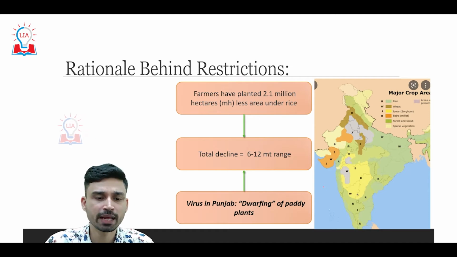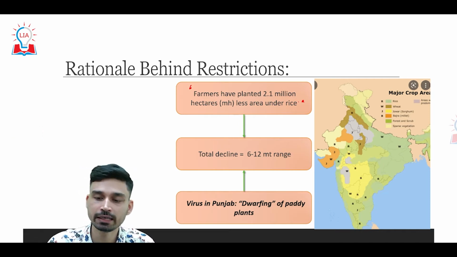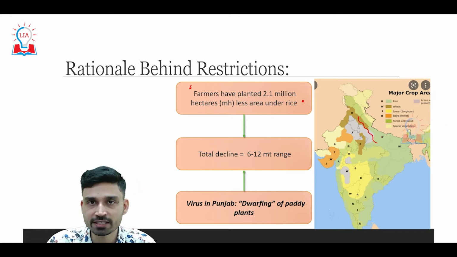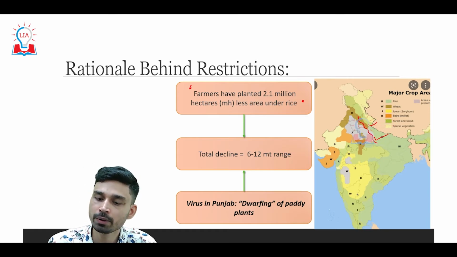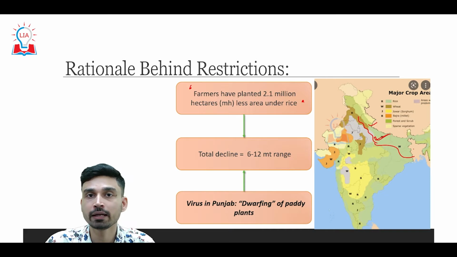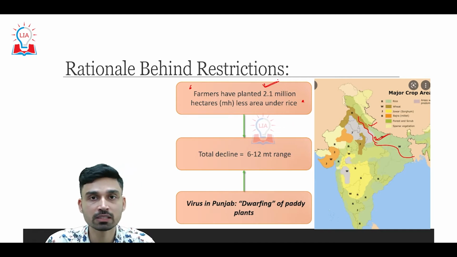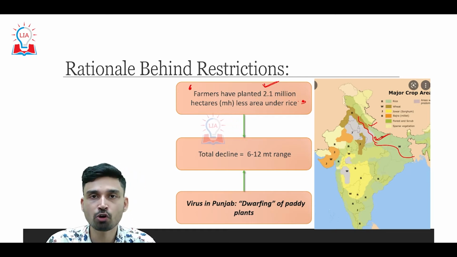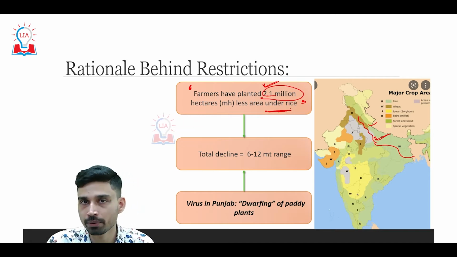So what is the government's rationale behind the restriction on the export of rice? First of all, there has been a significant deficiency in monsoonal rainfall, especially in rice growing regions such as Uttar Pradesh, Bihar, as well as parts of West Bengal. Due to this deficiency, the government is worried that it might lead to a decline in the overall rice yield in this particular season. We can also see the evidence, because as per recent data, farmers all across India have planted almost 2.1 million hectares less area under rice as compared to the last fiscal year.